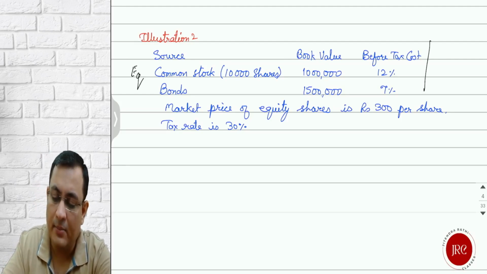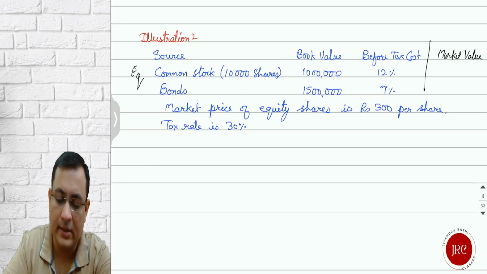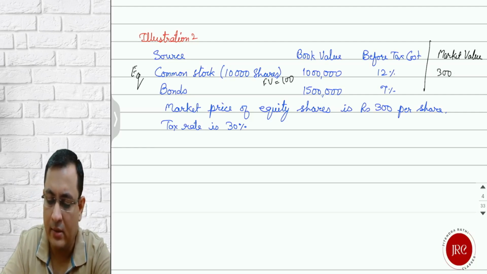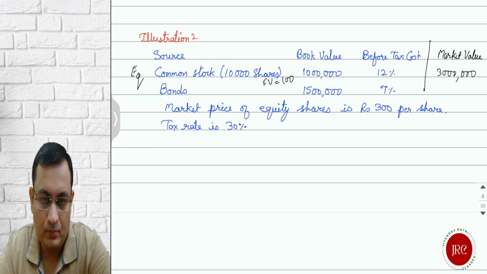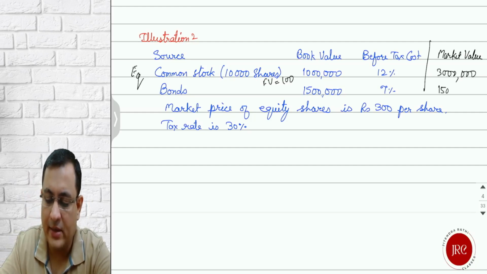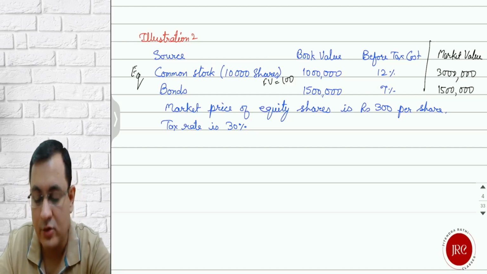Can we calculate the market values? Yes, we can. Market value for common stock: it's 10,000 shares for 10 lakhs, so it has a face value or par value of 100, priced at 300. So the value in the market must be 30 lakh rupees or 3 million rupees. Next, debt has the same value because no price is given, assuming it is trading at par.